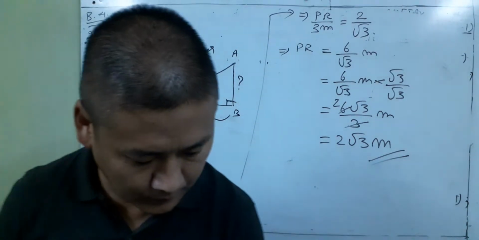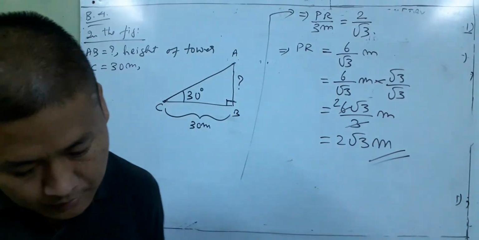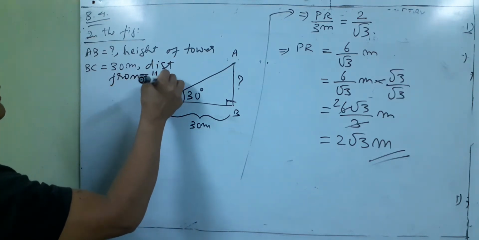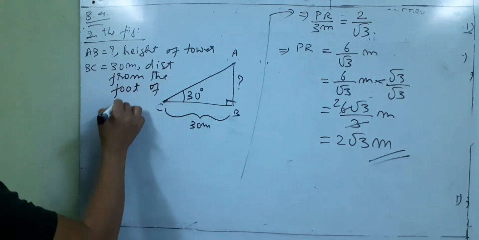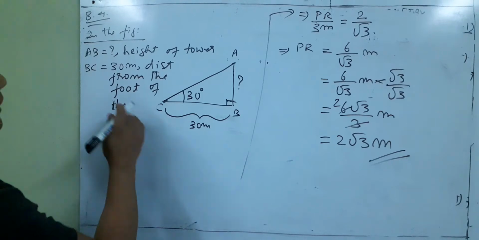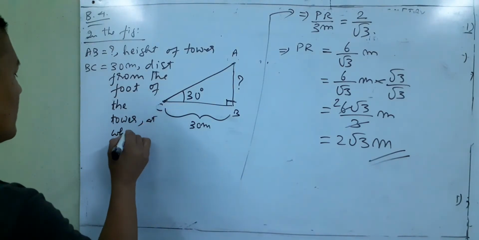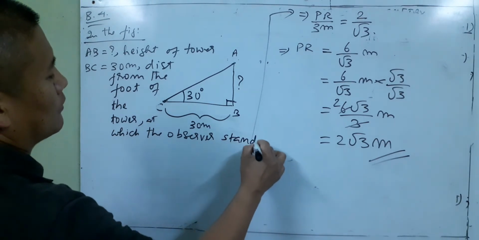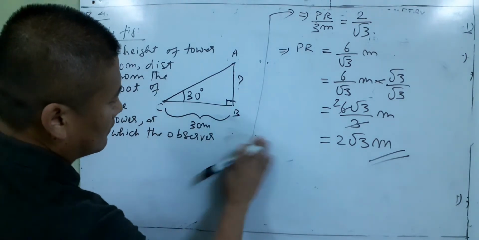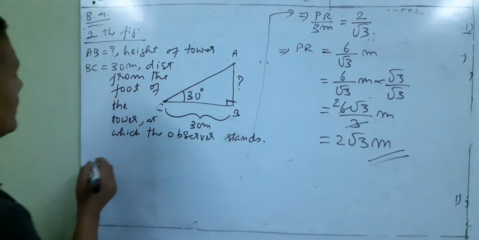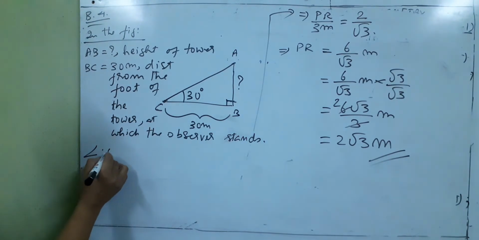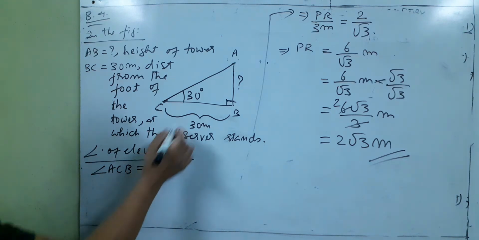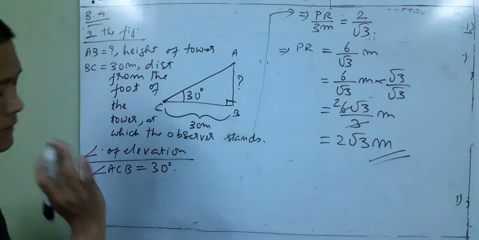This is nothing but distance away. So you can just write in short, distance from the foot of the tower at which the observer, the person looking, stands. The observer is standing, that means stands, S-T-A-N-D-S. So with this, angle of elevation is there. From point C, he looks at the top of the tower, and the angle is angle ACB, 30 degrees. This is the angle of elevation.